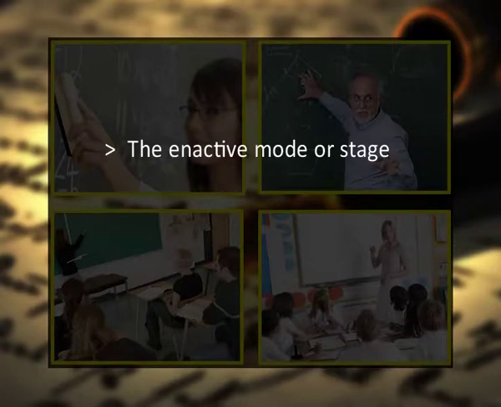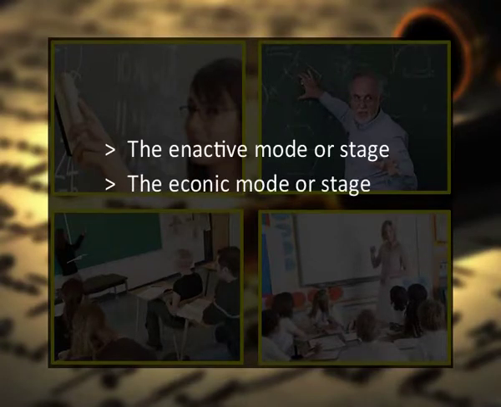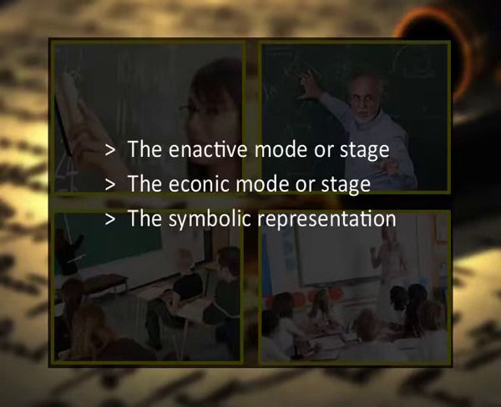The development of cognitive abilities in human beings is a continuous process. It takes place quite systematically by involving three developmental stages: the enactive mode or stage, the iconic mode or stage, and the symbolic representation mode or stage.